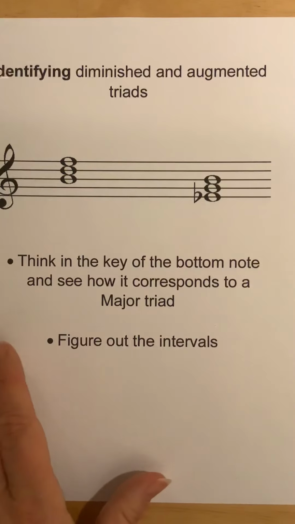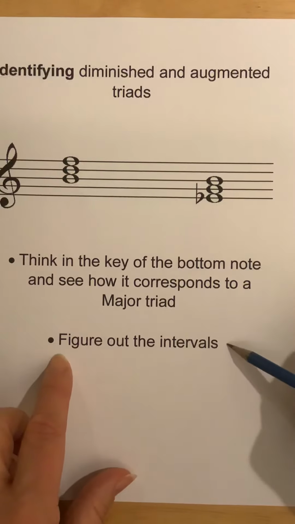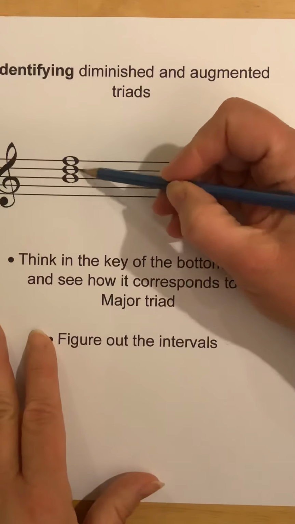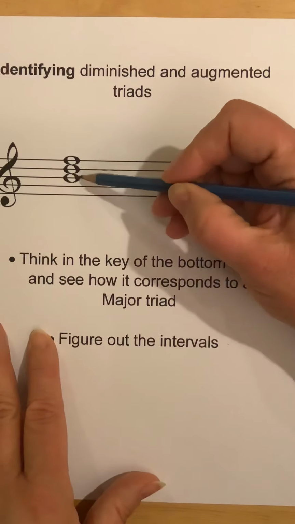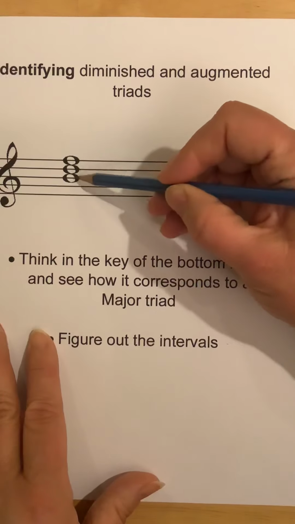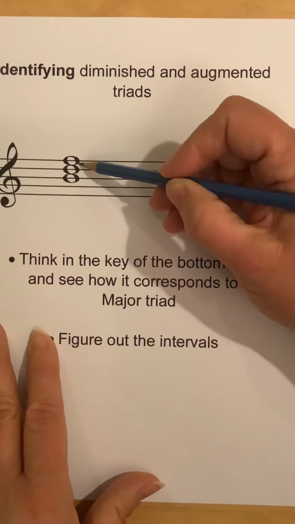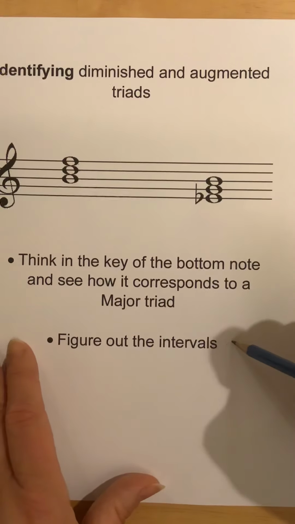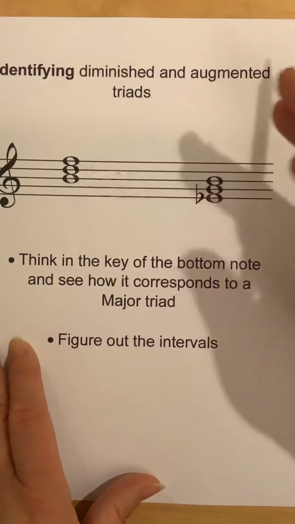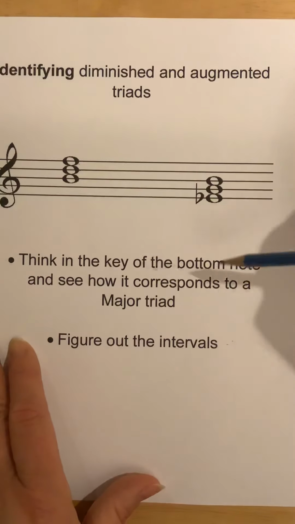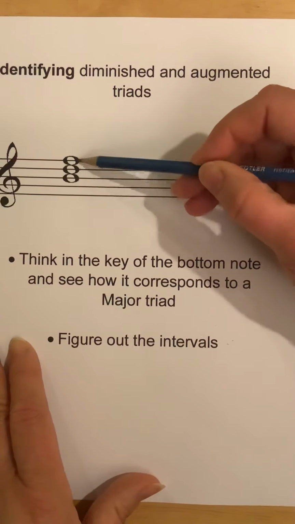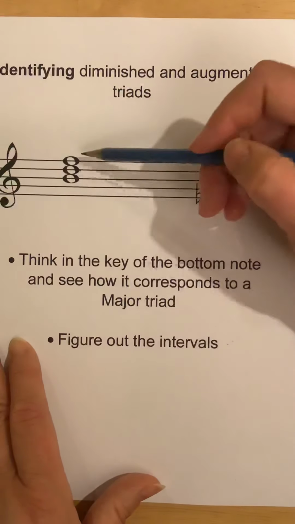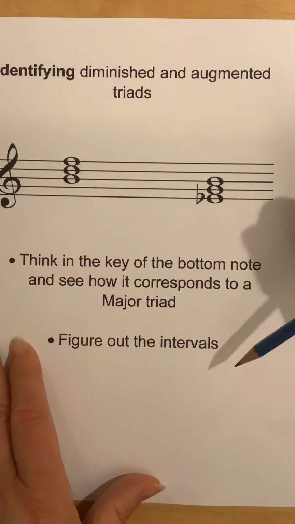Now to identify them, you can figure out the intervals. You can say to yourself, well, B to D, B major has a D sharp in it, so that's a D natural, so that's a minor third. B to an F, B major has an F sharp in it, so that's a diminished fifth. We know a minor third and a diminished fifth would be a diminished triad. Again, I like to use a major triad as a baseline. So think in the key of the bottom note and see how it corresponds to a major triad. I'm in B major. B major would have D sharp, F sharp. These are both lowered by a half step. They're both closer. That makes it a diminished triad.